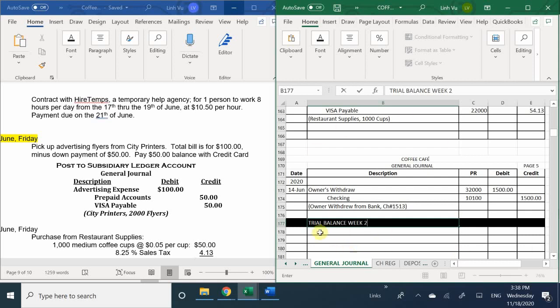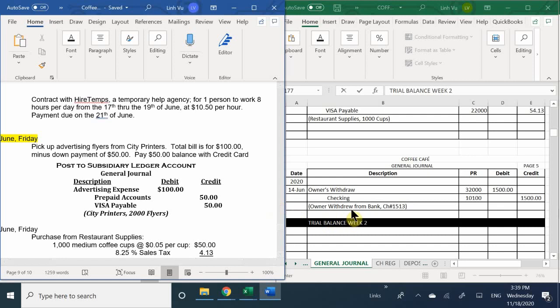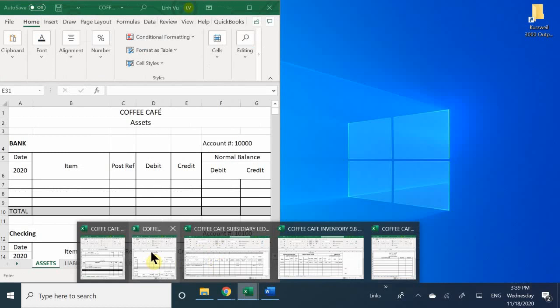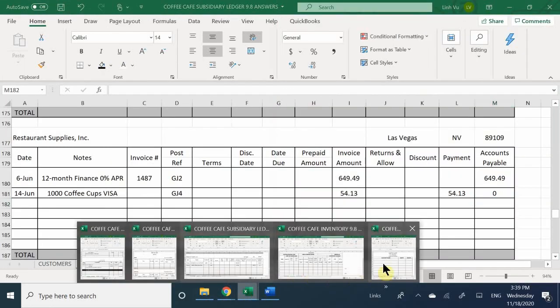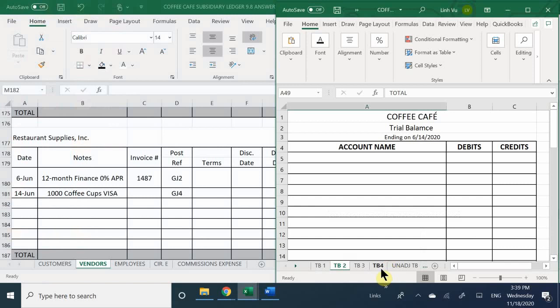So again, we just finished our last transaction for week 2. We ended on page 5, which is perfect. So I'm going to go ahead and save my journal because I am no longer going to be needing my journal anymore. So in order to complete the trial balance, we've done this before, you're only going to need your subsidiary ledger. Okay, so here you go.